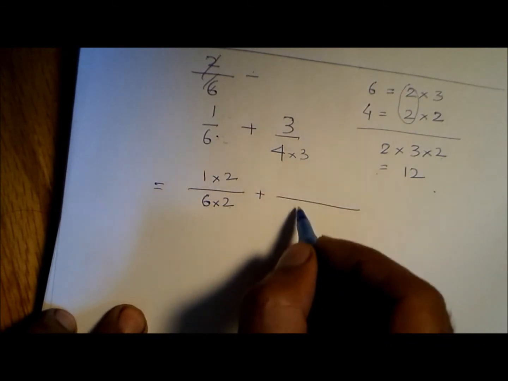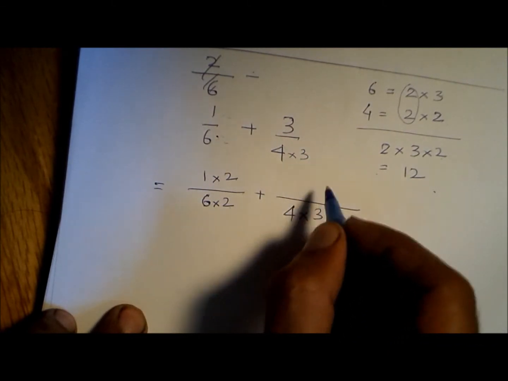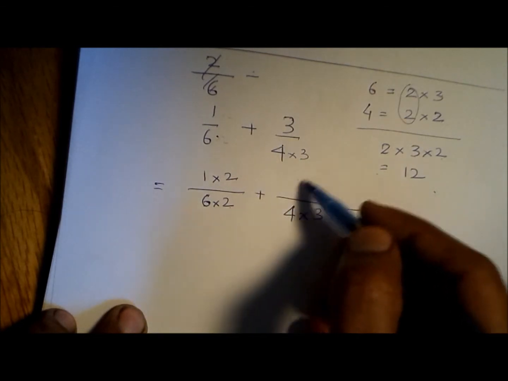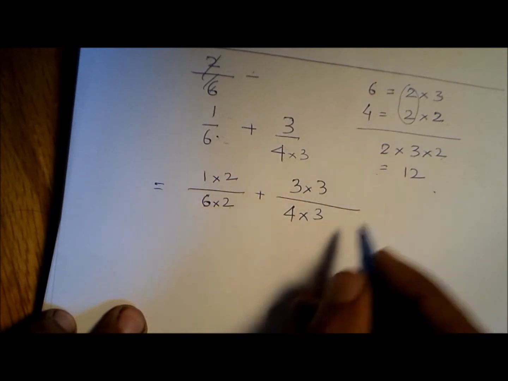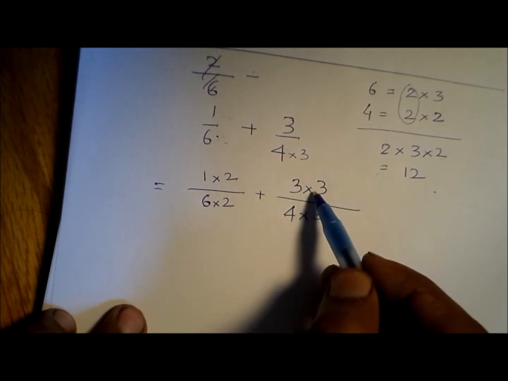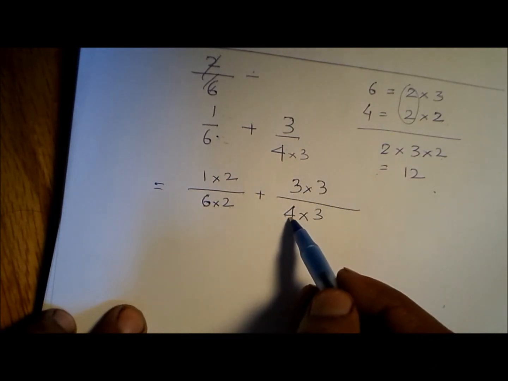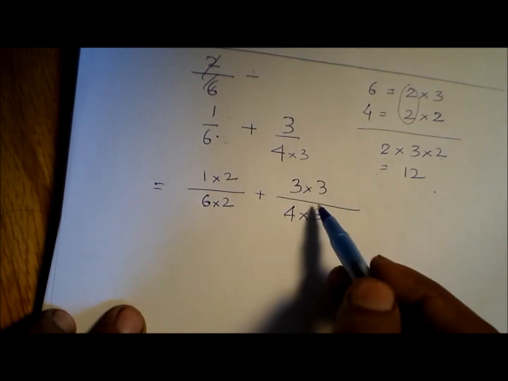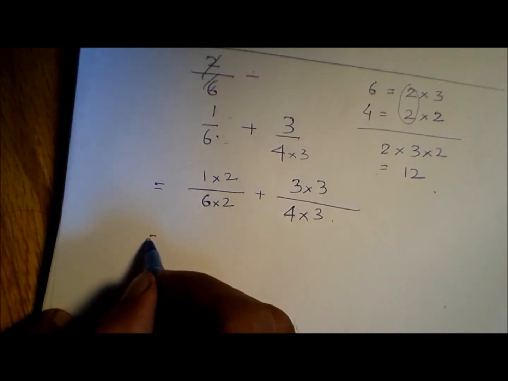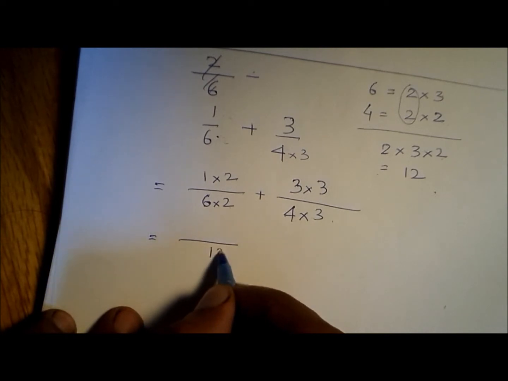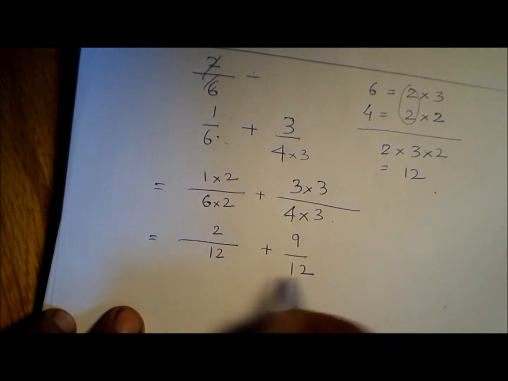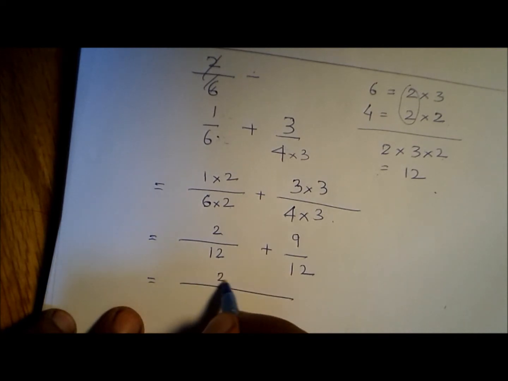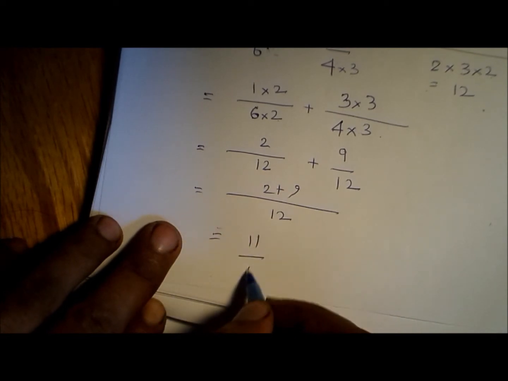We get 4 into 3, and then to keep the fraction the same value, we have to multiply the numerator also by 3. So 3 by 4 and 3 into 3 by 4 into 3 is the same thing, but it helps us add the numbers. So we can write it as 9 by 12. Now we can add 2 plus 9, and that becomes 11 by 12.